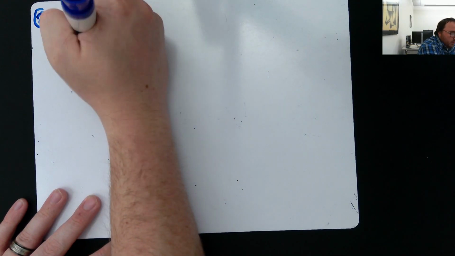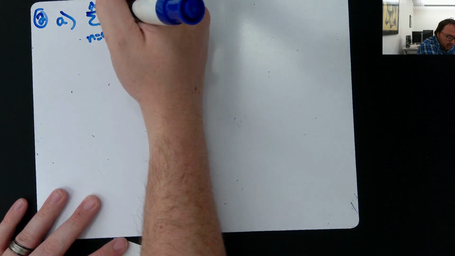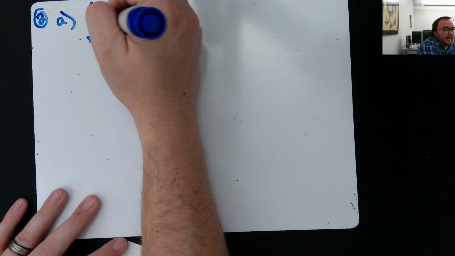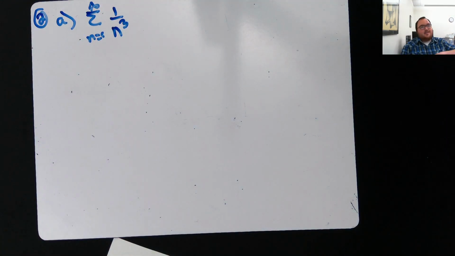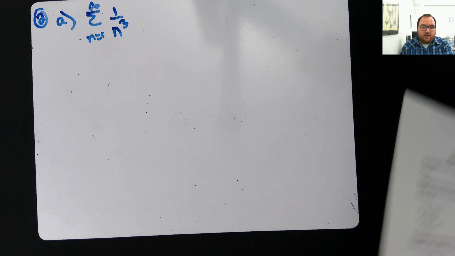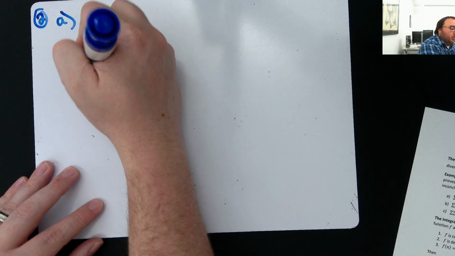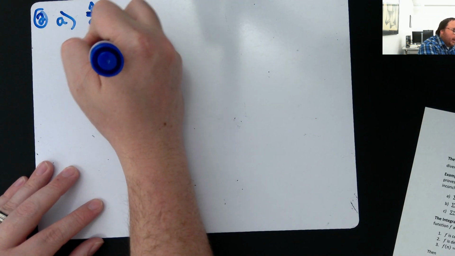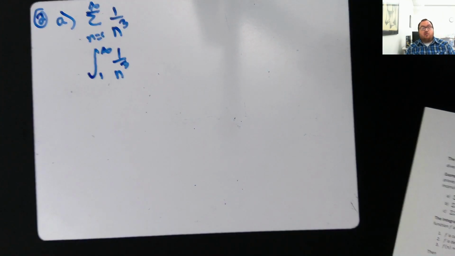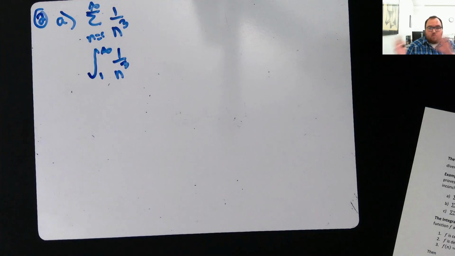First one's the sum from n equals 1 to infinity of 1 over n to the third. We just said the divergence test didn't help us here, so then I've got to try something else now, right? So what I'm going to do is look at the integral from 1 to infinity of 1 over n to the third. So we learned this a while back, right?